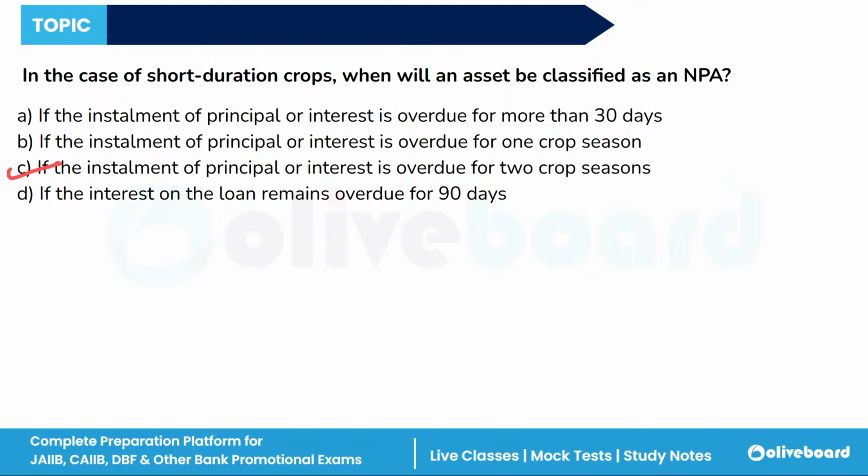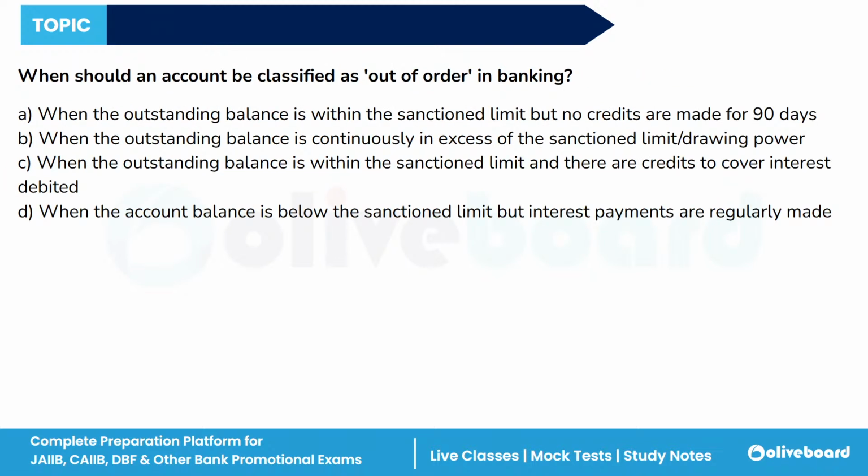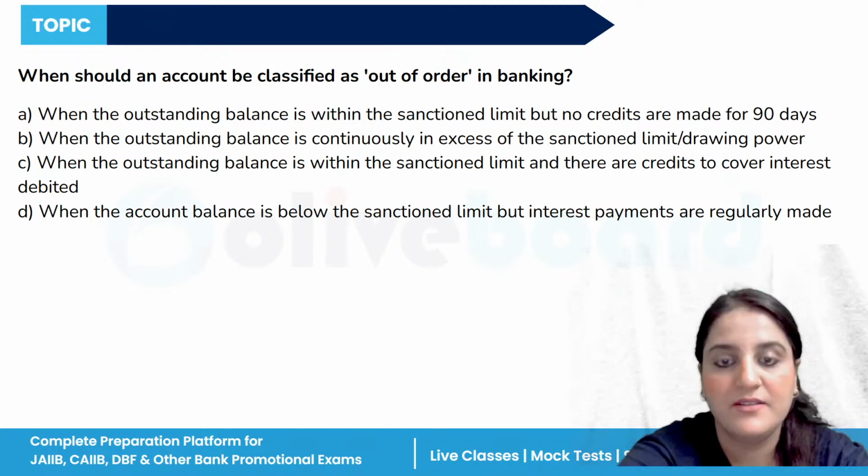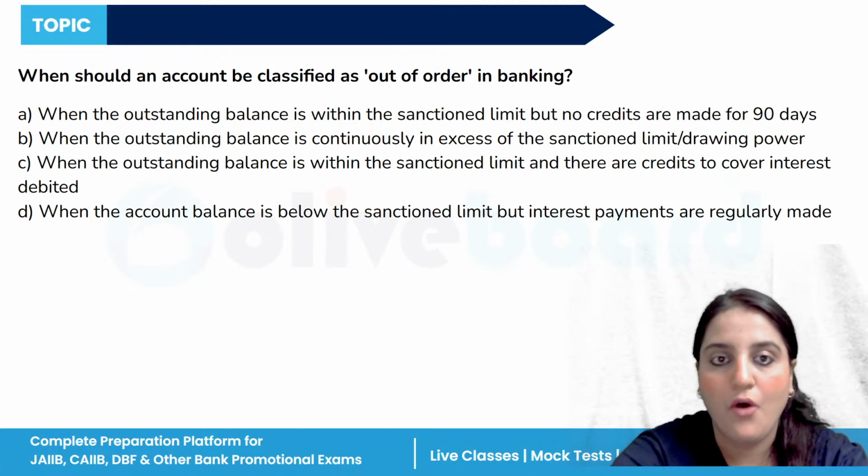Yes, 2 crop seasons. Answer C is correct here. Okay, out of order status. What should an account be classified as out of order in banking?